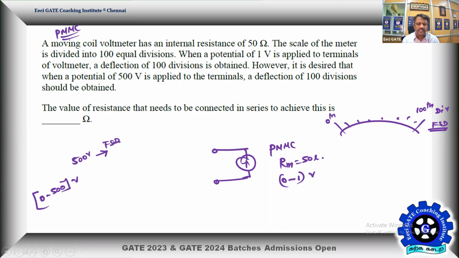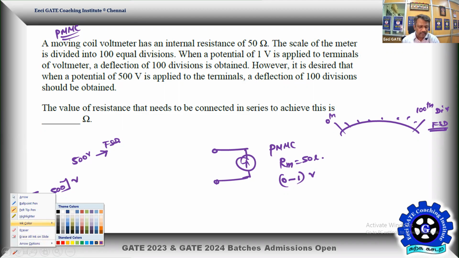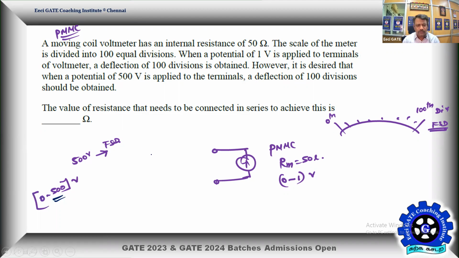Then the value of resistance that needs to be connected in series to achieve this, in ohms, is simple. Assume you applied 500 volt for the measurement. That has to create full scale deflection. That means the meter is at full scale deflection, but the voltage across the meter can take only how much? Only 1 volt. So out of 500, the meter can take only 1.